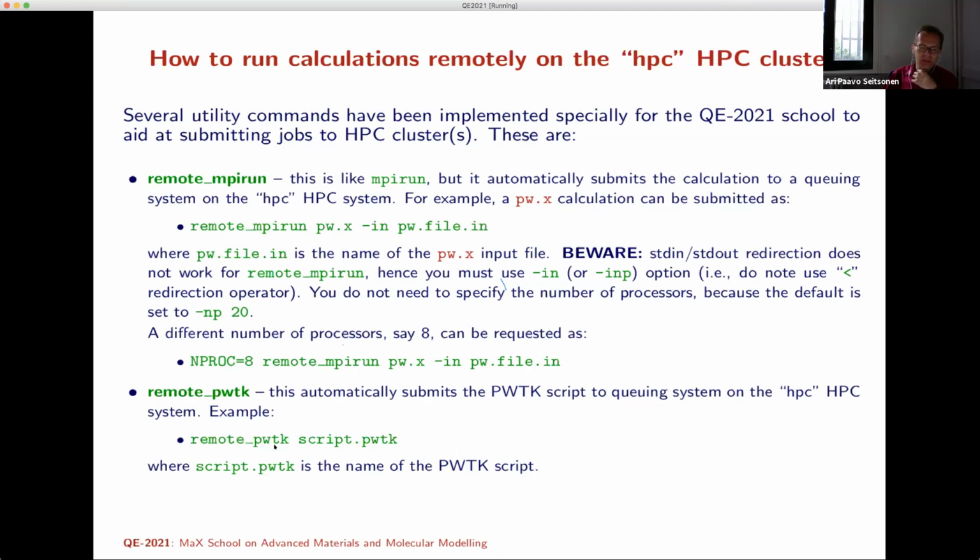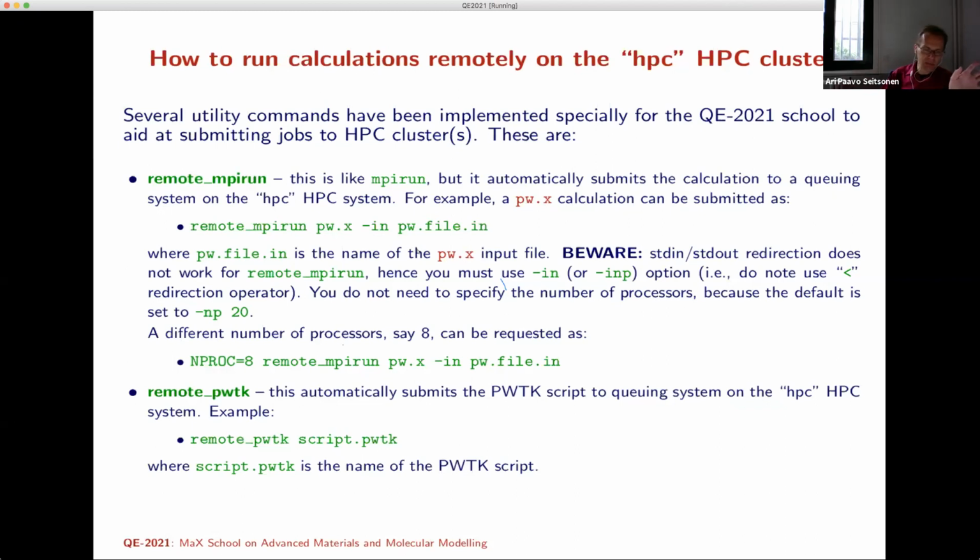And when you want to run the PWTK script, zinc-scan.pwtk, you can run that remotely using the remote PWTK command. How you run those is just like before, but you don't provide any output. That's not necessary because this output will be created on a remote machine. So for a single input file, you would run remote MPI run, then the executable, and now you have to use the -in option, and then the input file. In a while you will see how this is done in practice.